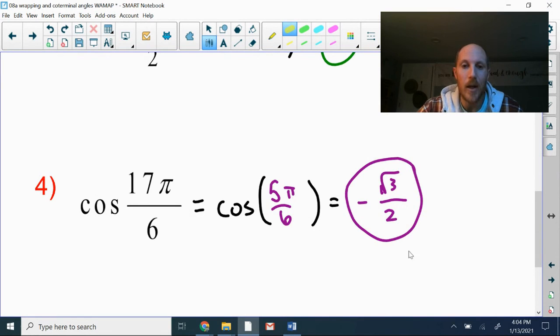All right. Evaluating trig ratios using coterminal angles. Let's get to it.